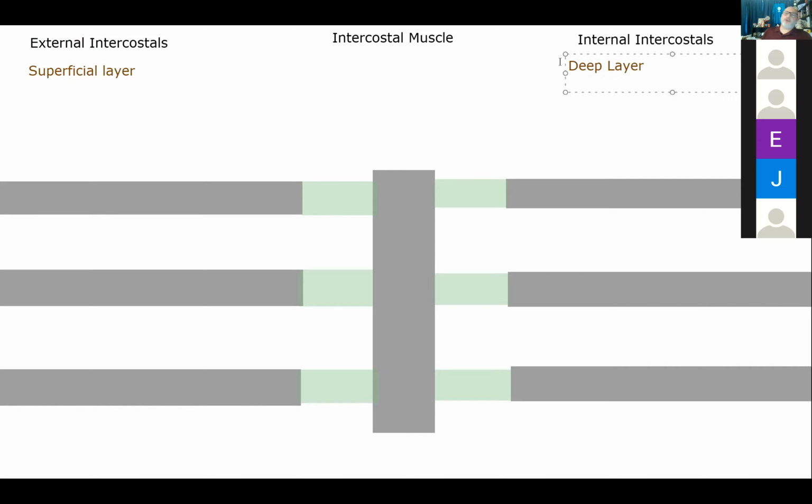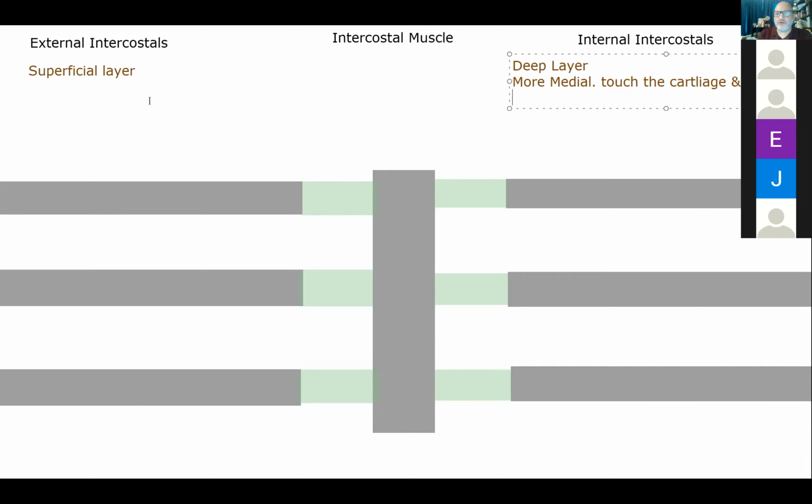But there are two other big differences between our internal intercostals and our external intercostals. Our internal intercostals are indeed deep, but they're also more medial. These actually touch the cartilage and the sternum. Whereas the external intercostals are going to be more lateral and won't get all the way to the cartilage. And then the other big difference is the orientation of the fascicles.